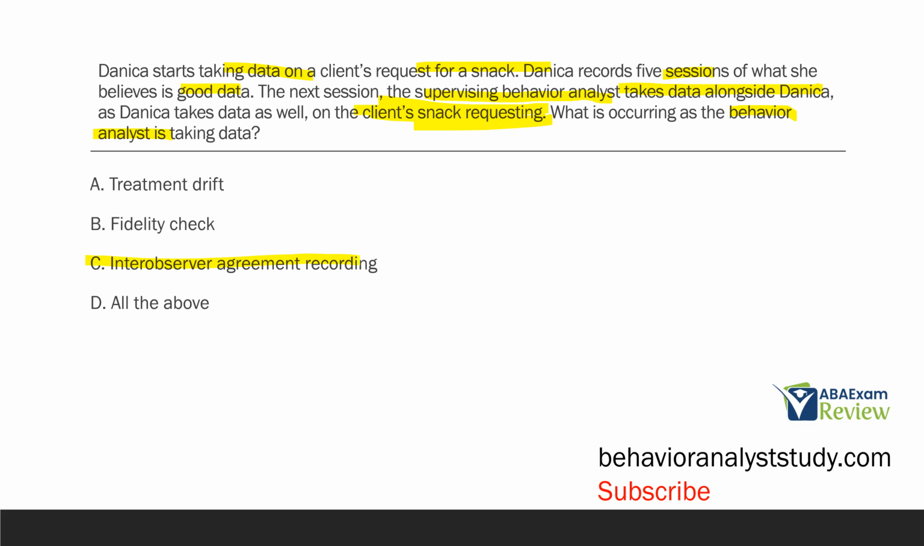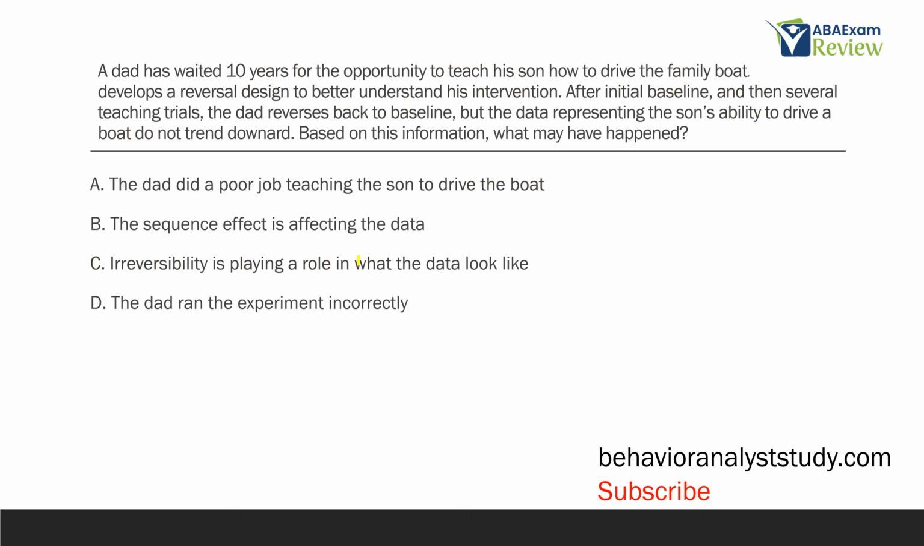When two or more people collect data on the same thing and then compare that data, they're looking for inter-observer agreement. Inter-observer agreement is very important. It's also a great way to verify that the data are in fact accurate, valid, and reliable. So what is occurring as the behavior analyst is taking data? Well, inter-observer agreement recording.